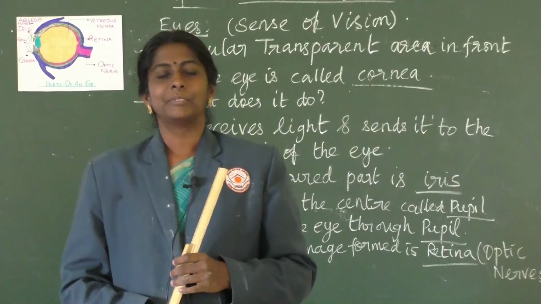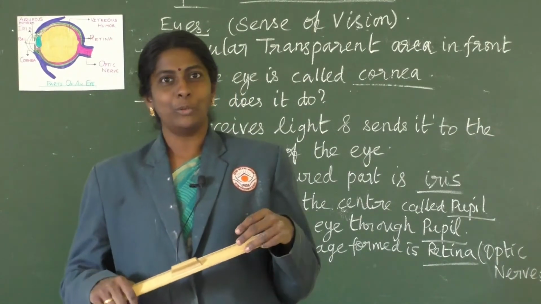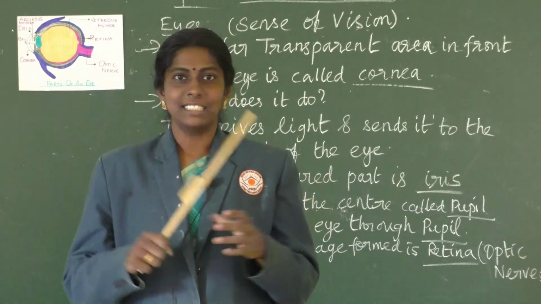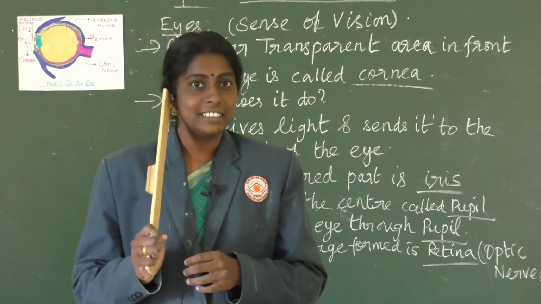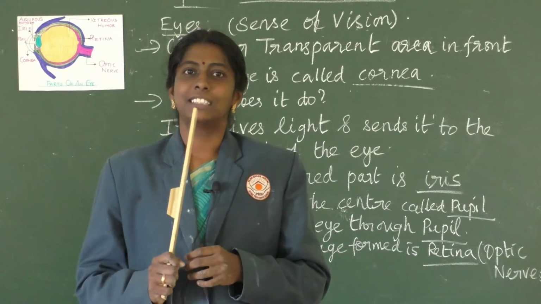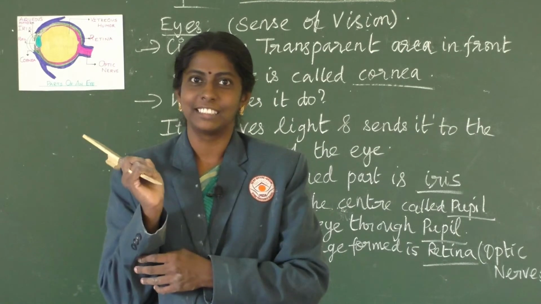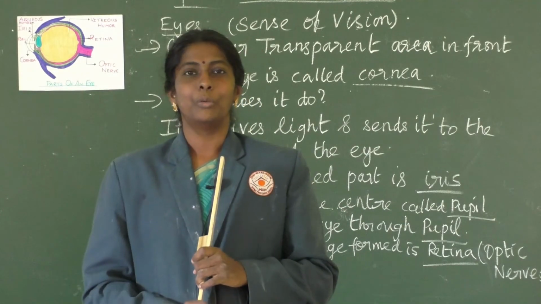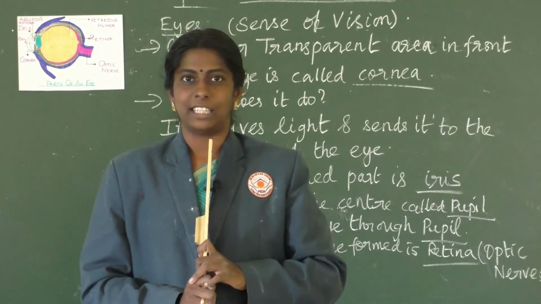Yes. Now children, let's move on to sense organs. As you all know, there are 5 sense organs, right? Eyes, ears, nose, tongue and skin. Now we are going to learn about each and every sense organ in detail.